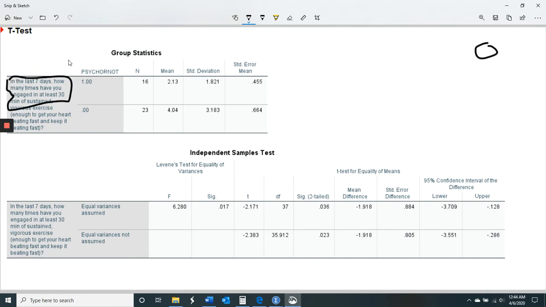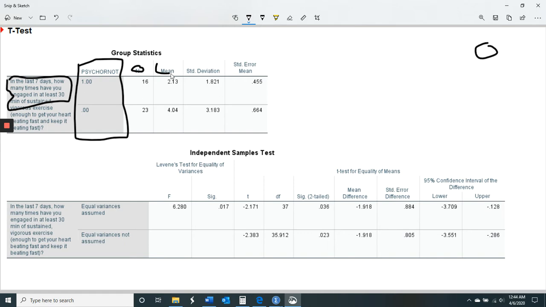So that's the DV. So it's saying in the last 7 days, how much have you exercised, blah, blah. It's going to give the groups. So here's the two groups. So one was psychology. So you have to remember that. So psychology is 1. 0 is not psychology. And it's going to give the sample size for each group. That's n, by the way. So there's 16 psych majors, 23 not psych majors.